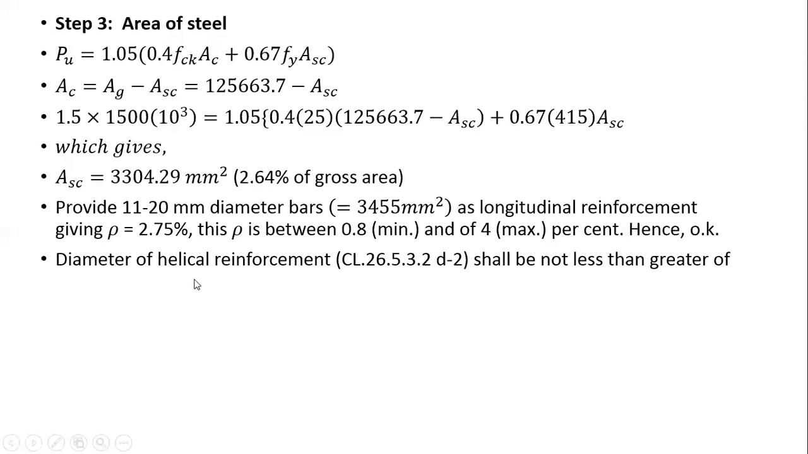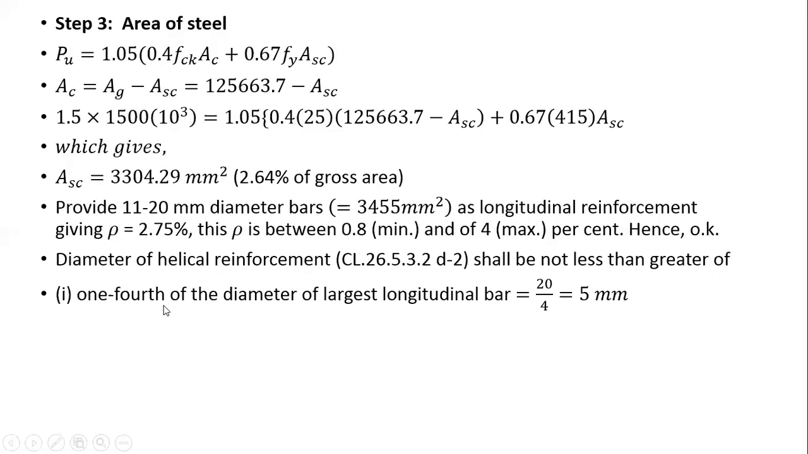What is the other requirement of the design? We have to find the diameter of the helical reinforcement and its pitch. As per this clause, the diameter shall not be less than the greater of number 1, one-fourth of the diameter of the largest longitudinal bar. The largest longitudinal bar here is 20 mm, so 20 by 4 is 5 mm. In any case, the diameter of the spiral reinforcement should be more than 5 mm.